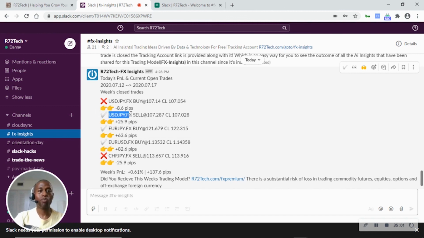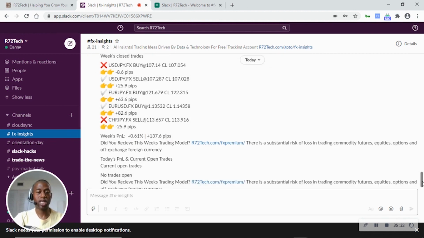Dollar yen, don't get confused. It was two separate trades. That's why it's listed twice. There's multiple trades going in and out, multiple AI insights. It's showing you 25 pips, euro, and then you can follow the rest. And then on the bottom, it's going to tally it up and tell you it was 137.6 pips, and that was for 0.61%. Like I mentioned, we're using a modeled $10,000 account, and that's how we're able to come up with the weekly P&L as a percentage.